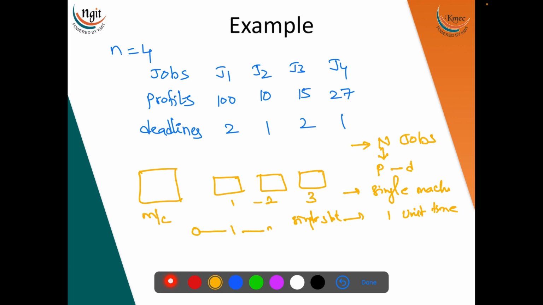0 to 1 is one slot, 1 to 2 is the other slot, 2 to 3 is the other slot. Now what the machine will do is take this job to get completed in this slot, or else this task can get completed in this slot, and whichever slot is free, that free slot is given to the other job to get finished.